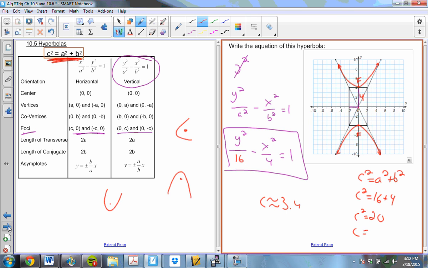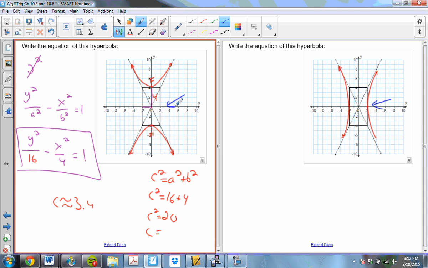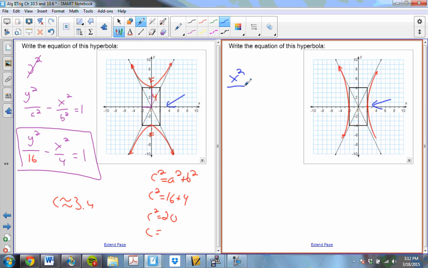We'll do another one. Now look, this one right here has the same exact box as the one over here. This box here is the same as this box here. The only difference is this one has a horizontal orientation, not a vertical. So all I'm going to do is switch x and y. I get x squared over 4 minus y squared over 16, and that's equal to 1.